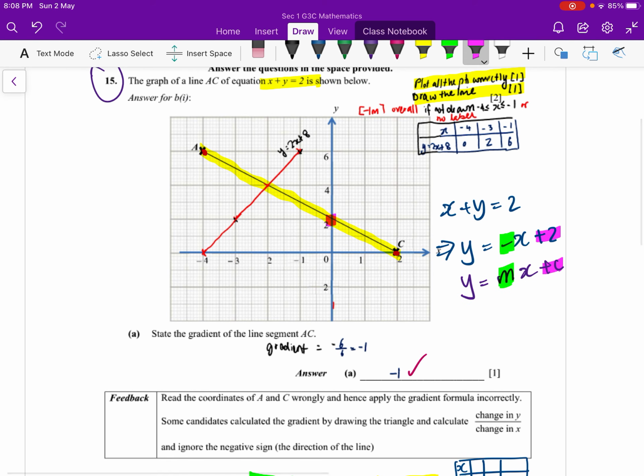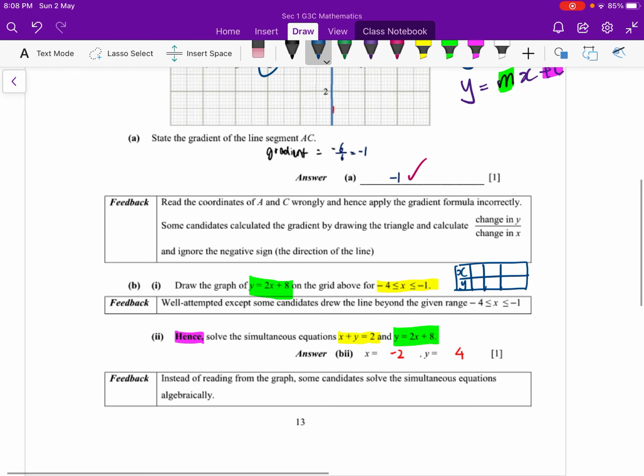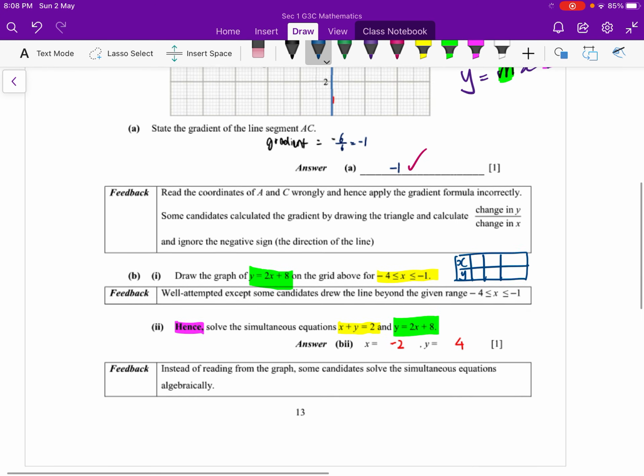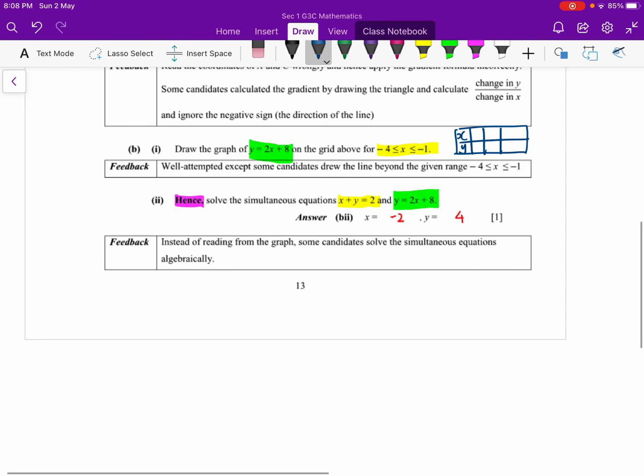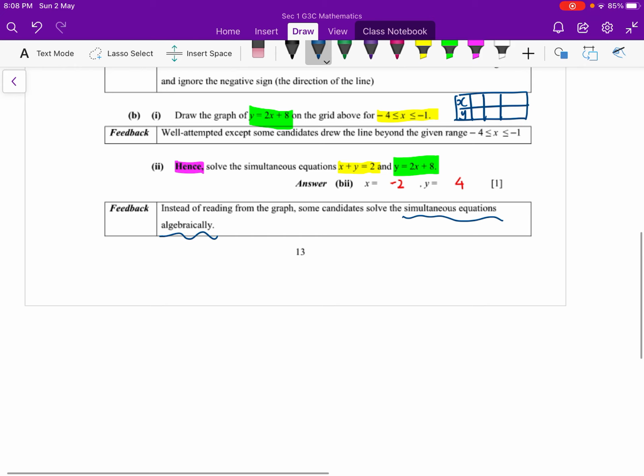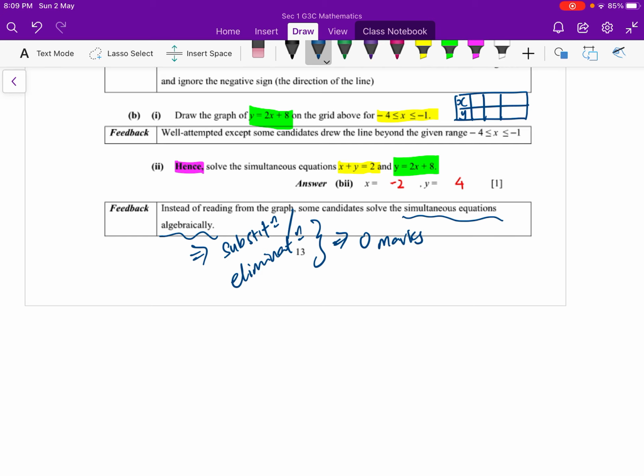So in this case, solving the simultaneous equations just refers to finding the points of intersection, because the x and the y coordinates are common for both graphs. They happen simultaneously for both graphs. Okay, so we can see straight away x equals 2 and y equals 4. Sorry, x equals negative 2 here. Okay, so if you solve the simultaneous equations algebraically, which means either your substitution or your elimination, all these get 0 marks, even though your answers are the same.